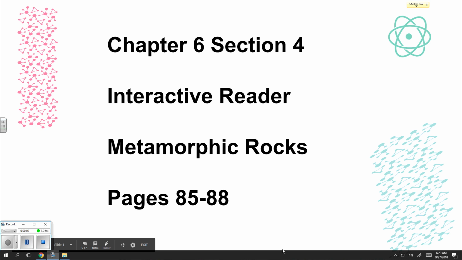Chapter 6, Section 4, Interactive Reader. Metamorphic Rocks, pages 85 through 88.